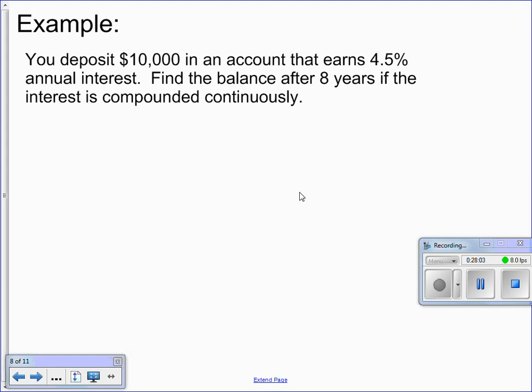So here's an example. You deposit $10,000 into an account that earns 4.5% annual interest. Find the balance after 8 years if the interest is compounded continuously. As I'm reading that problem, when I get to the very end, if it says compounded continuously, this is a giveaway for PERT. If it says compounded any other kind of number, don't use PERT. Go through and find all the things you need, P, R, and T.